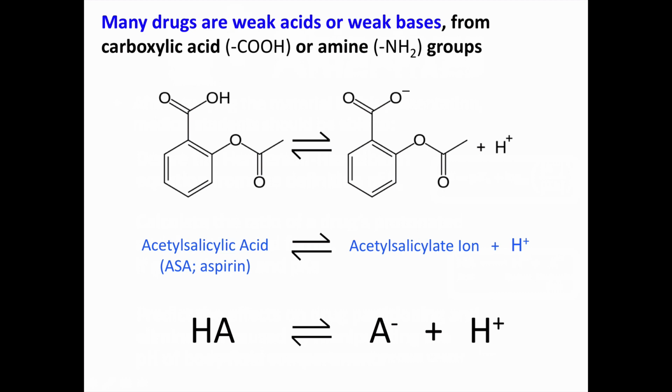First off, you need to know that many drugs are either weak acids or weak bases, and those that are weak acids tend to be so because they contain carboxylic acid groups, while those that are weak bases tend to be so because they contain amine groups. The example given here is aspirin, or acetylsalicylic acid.